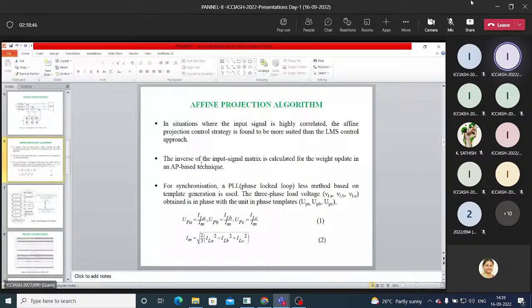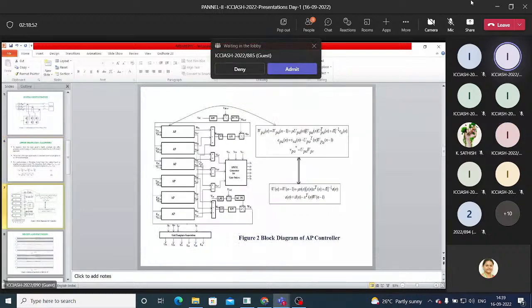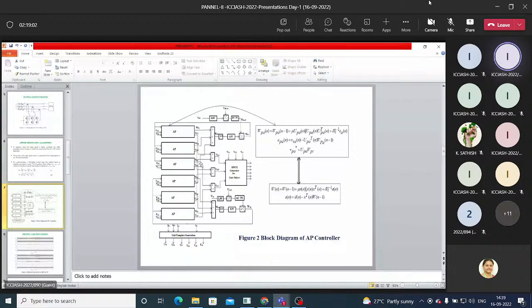Weight is one input, the other input is the unit template, and the third input is the source voltage. The generated weight of the three phases, these are the equations for the first phase, and the respective phases have the same equations like this. Here mu is the step size, and we have taken it as 0.02, and del here is the regularization parameter. E is the error signal, which is input minus output, and VP is the generated voltage.